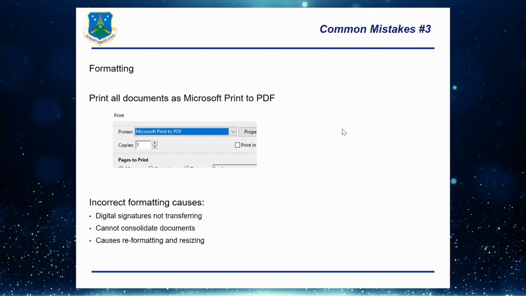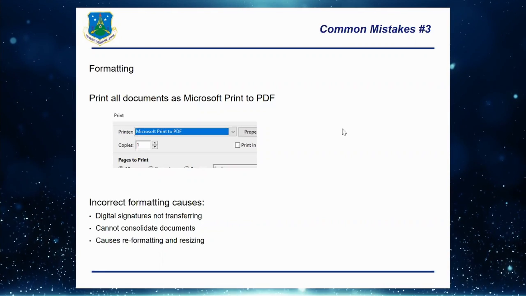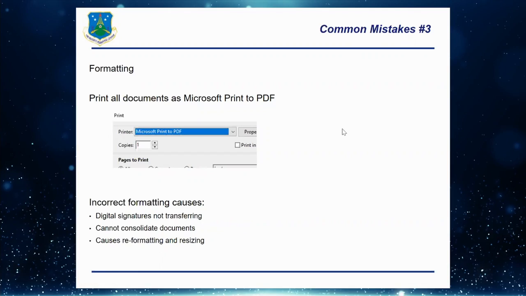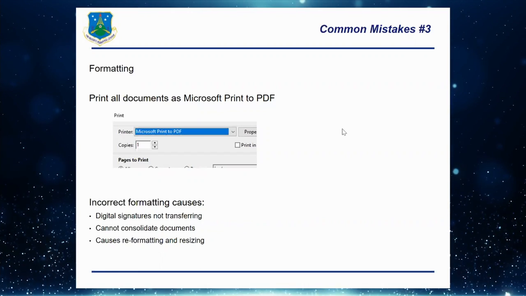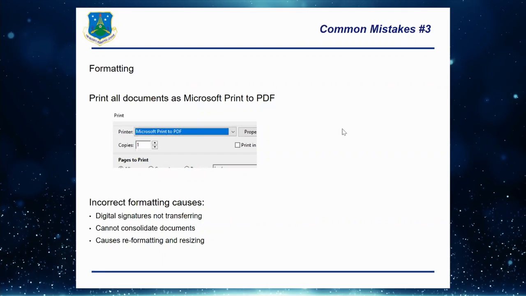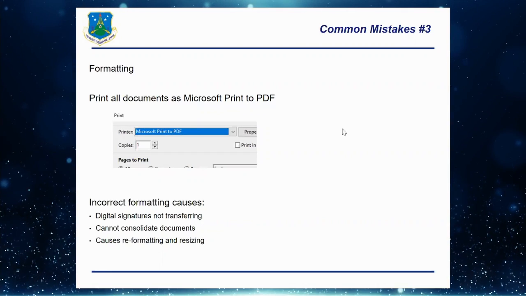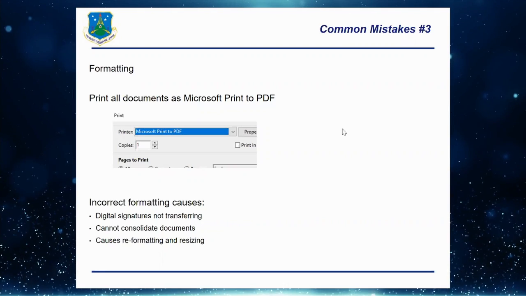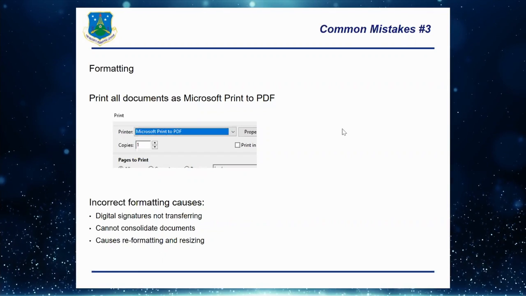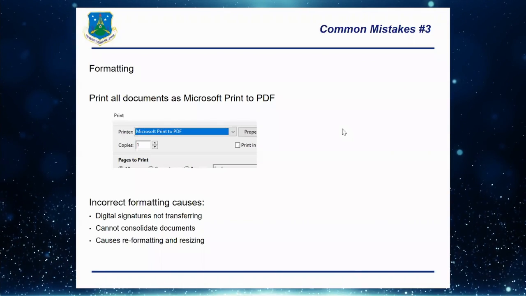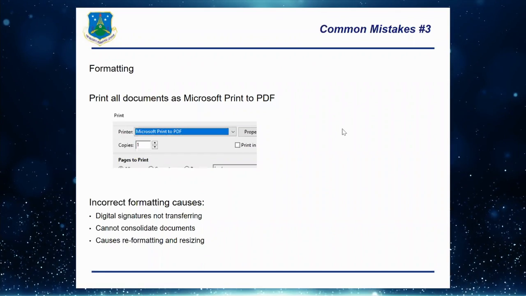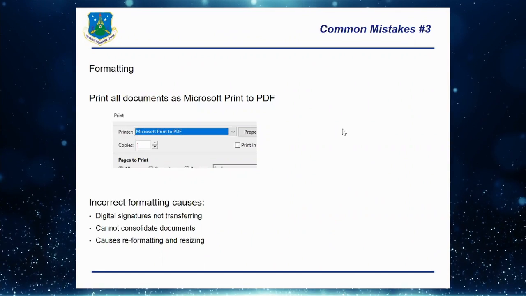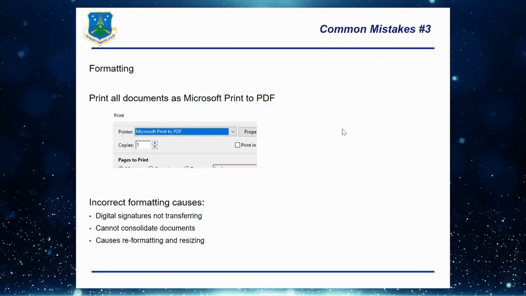If you don't, it can cause delays because a lot of times digital signatures won't transfer. It won't transfer from TMT, and it won't transfer if we have to make corrections to reconsolidate some of the attachments. It causes a lot of time-consuming effort to resize and reformat these. So please select the appropriate format from the get-go, and that will be greatly appreciated.